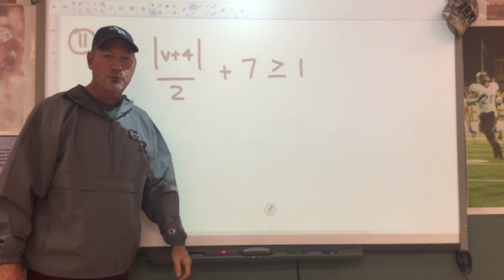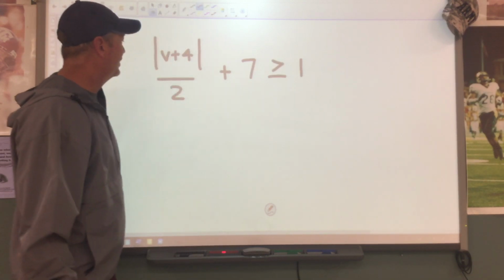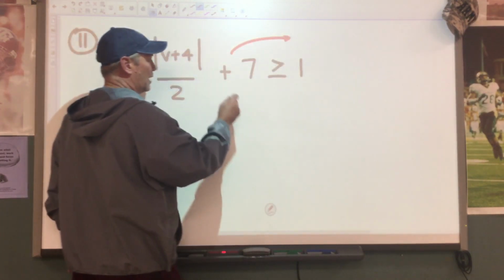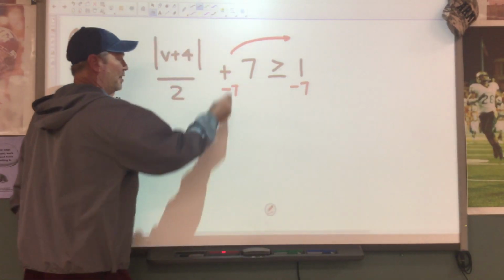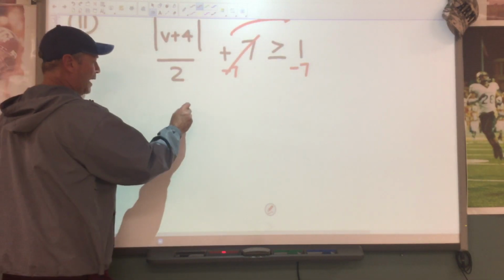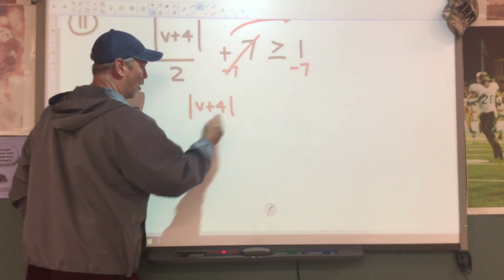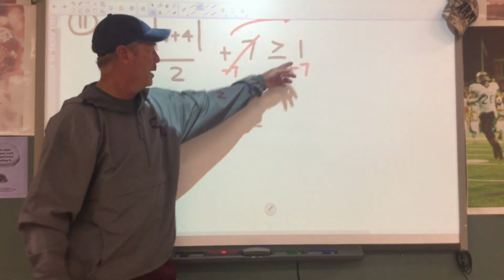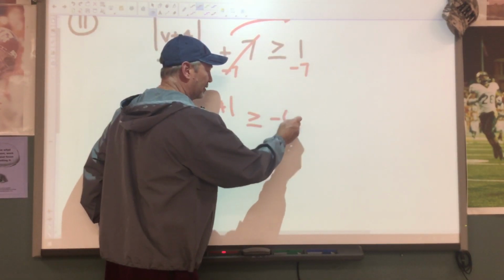So now we're going to solve this one. Okay? We have to get the absolute value by itself. So the first thing I want to do is move the 7 to the other side. We're going to go -7, -7. This will cancel. This is going to leave me with the absolute value of (V plus 4) over 2 is greater than or equal to 1 minus 7. What is 1 minus 7? That's going to give me a -6.